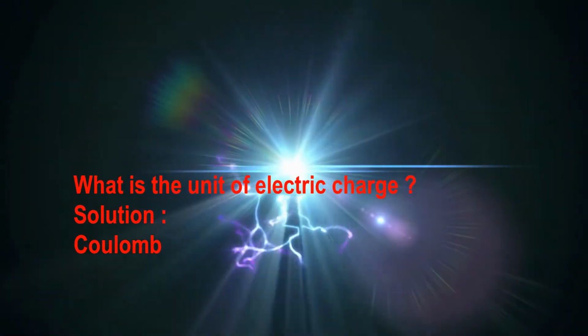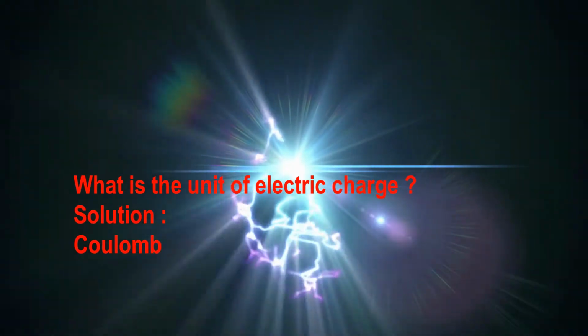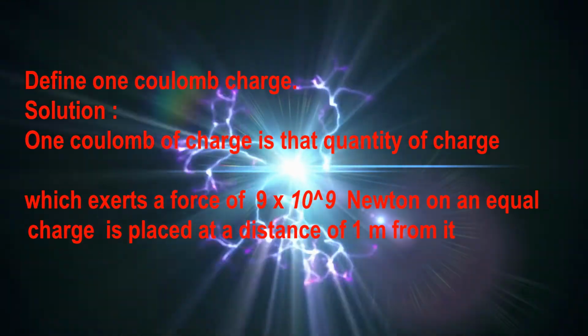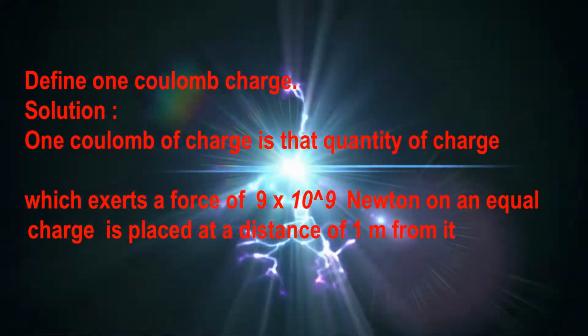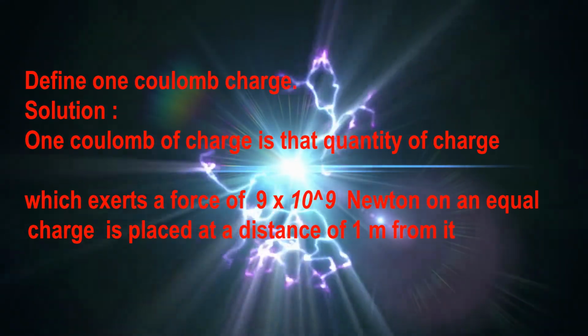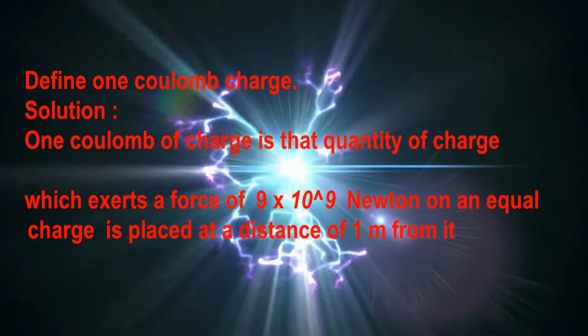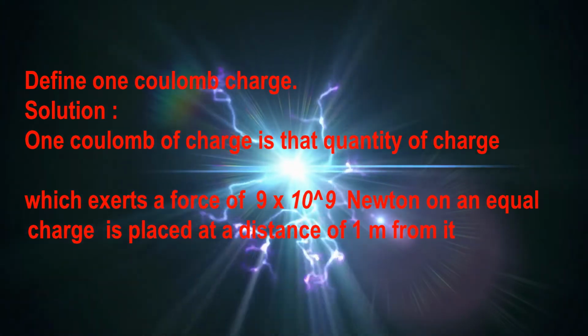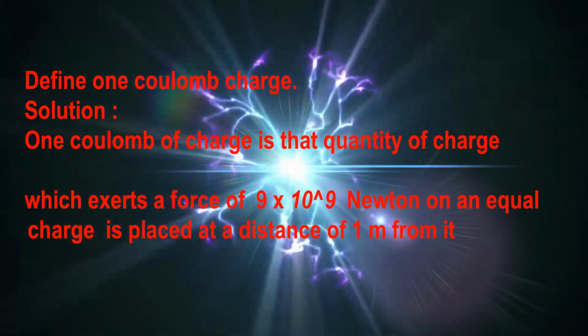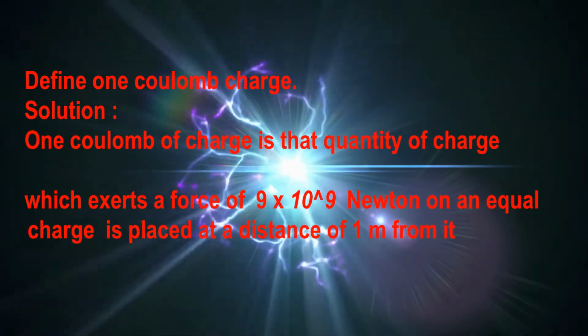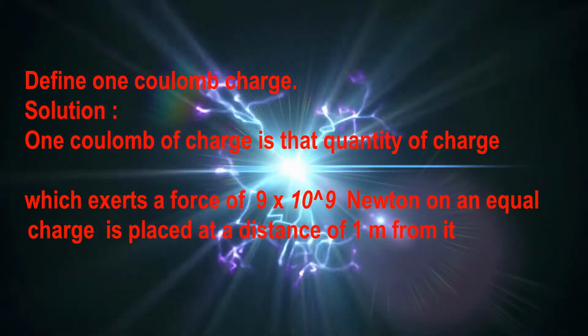What is the unit of electric charge? Solution. Coulomb. Define 1 coulomb charge. Solution. 1 coulomb of charge is that quantity of charge which exerts a force of 9 times 10^9 Newton on an equal charge placed at a distance of 1 meter from it.